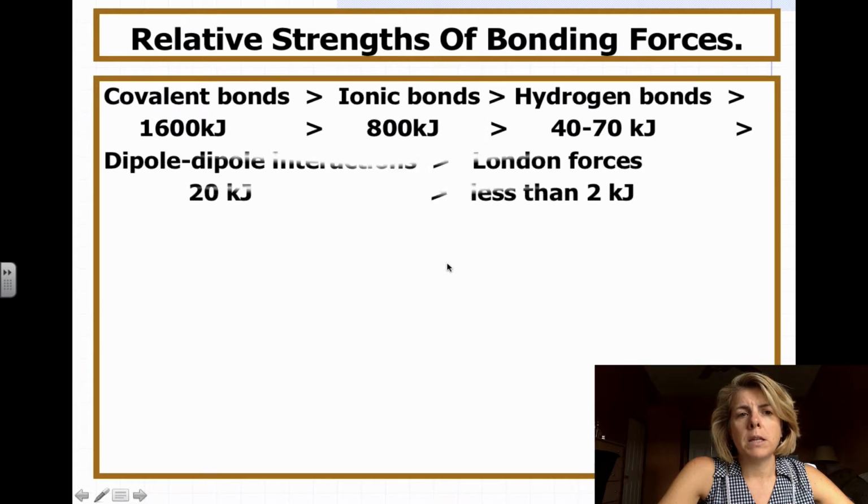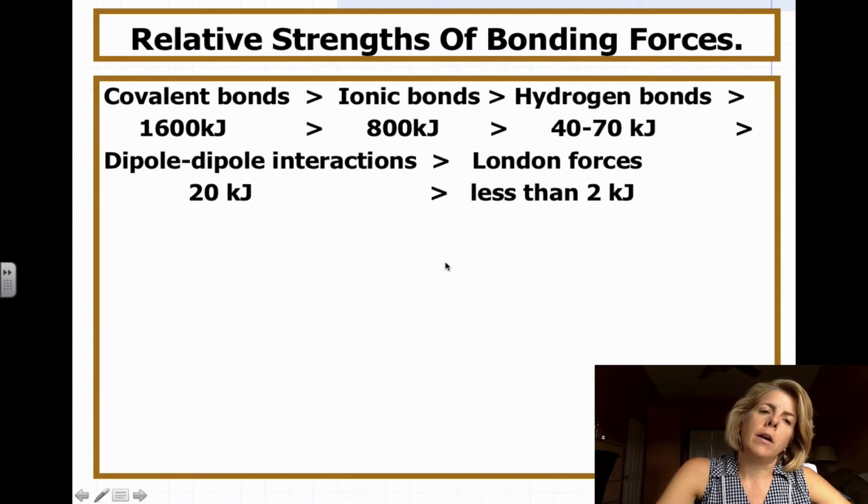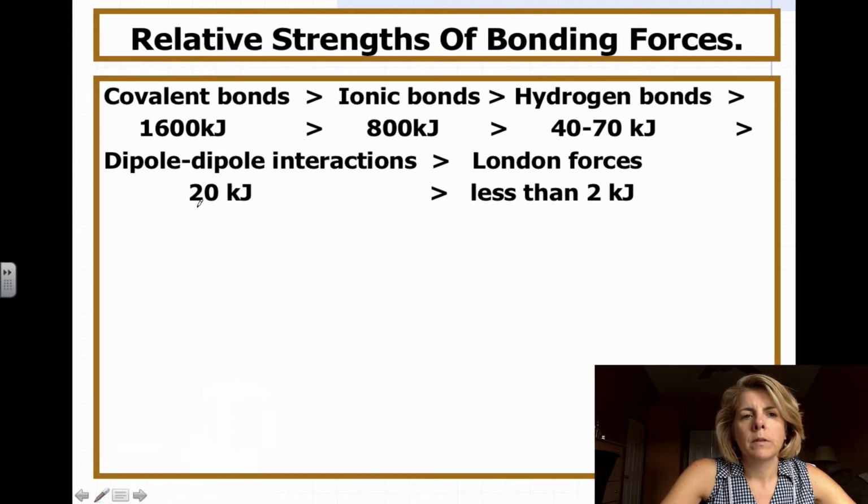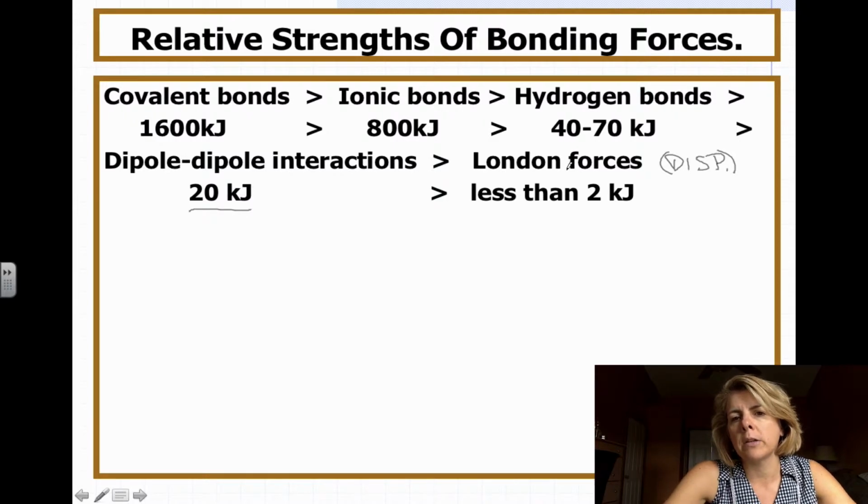Okay, what does this mean? So when we look at dipole-dipole interactions, notice that the amount of energy that you need to add in order to overcome these attractions is 20 kilojoules. London or dispersion forces is much smaller. It's only 2 kilojoules. So notice that the attraction of molecules that are nonpolar is very weak compared to dipole-dipole interactions.